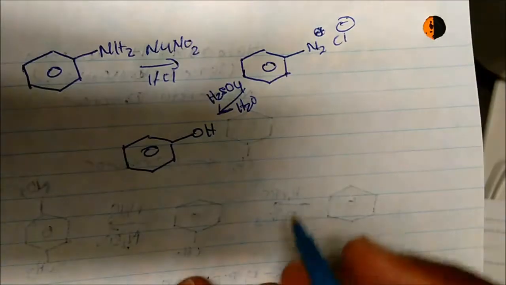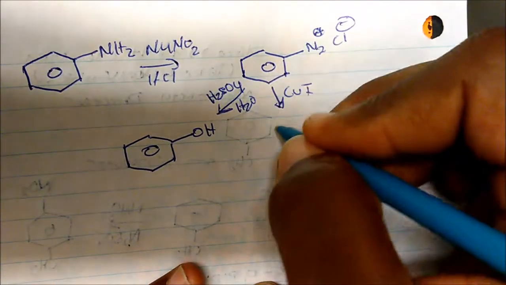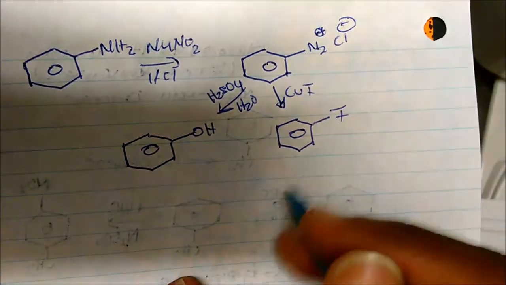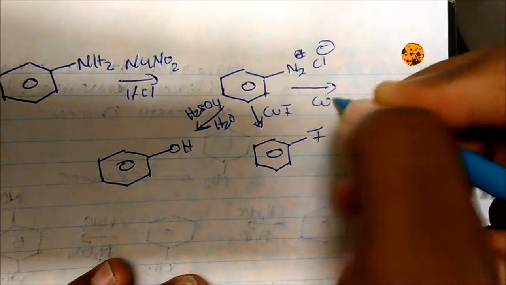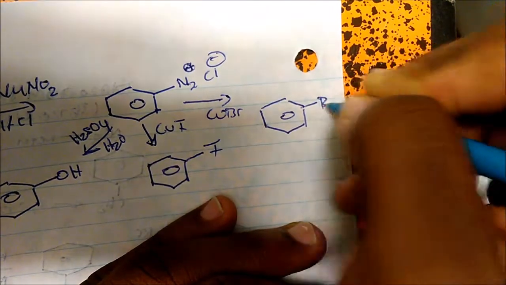Okay, I'll get phenol. Now if I take this and add cuprous iodide, I'll get the iodide compound. So we get the iodide. If I take the same molecule and add cuprous bromide, we just did it, we get the bromine on the ring. So we get the bromine.